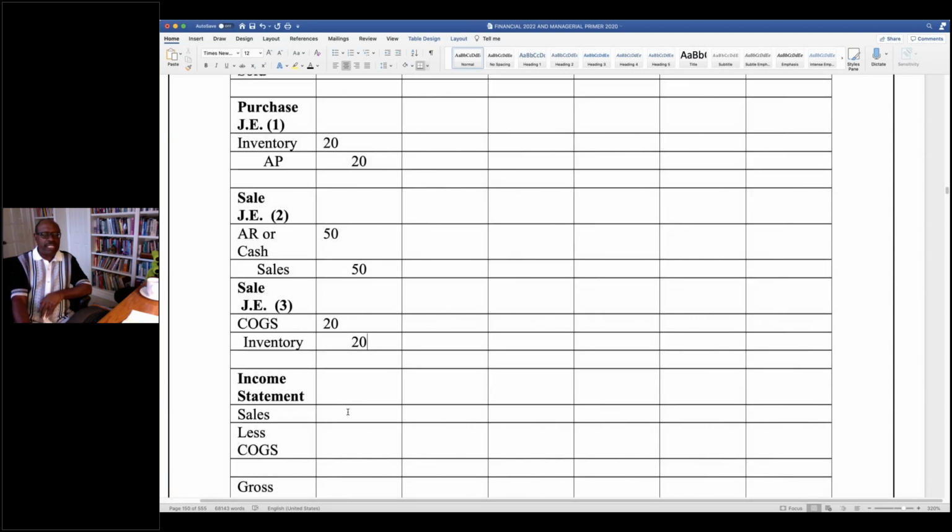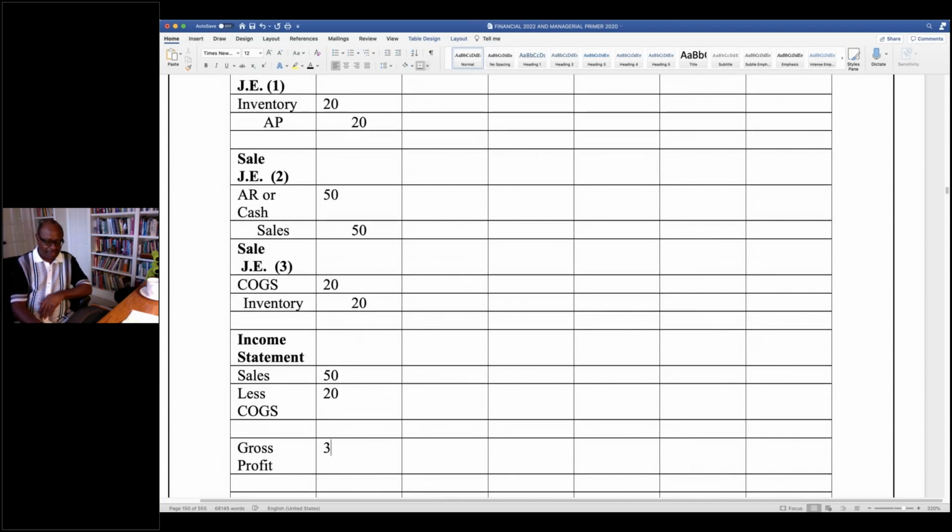So when we did the income statement, it will show sales of what? Sales is 50. Cost of goods sold of what? 20. Gross profit 30. Okay. That's how it looks when we sell one shoe.